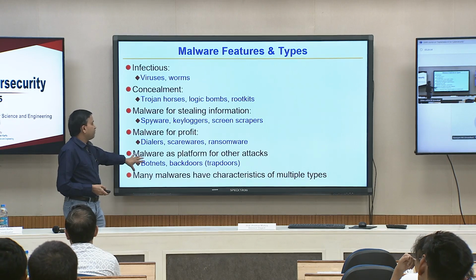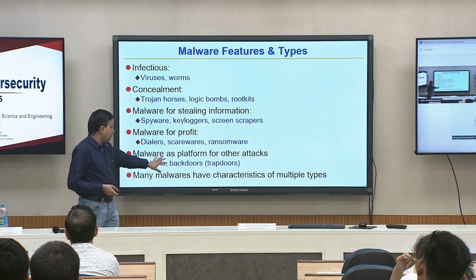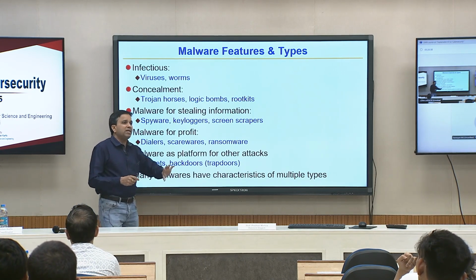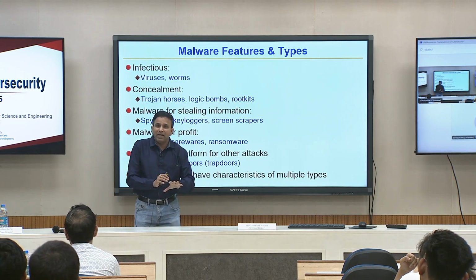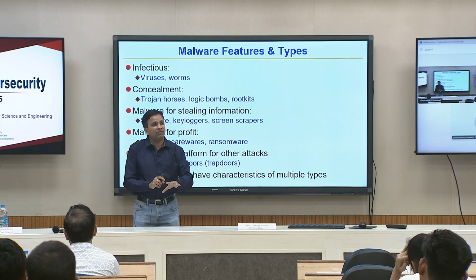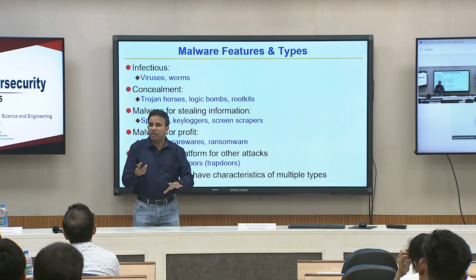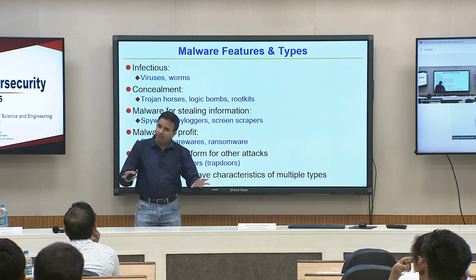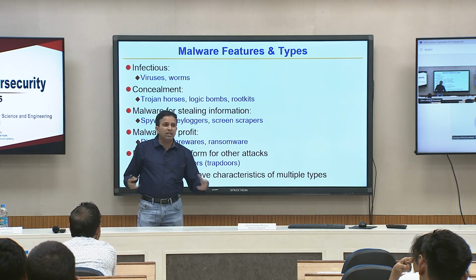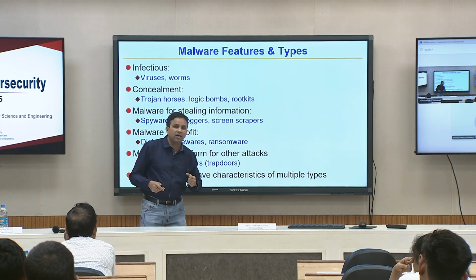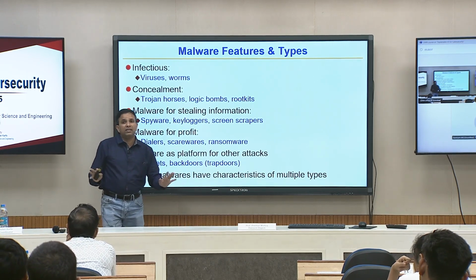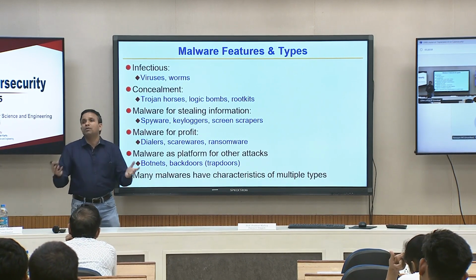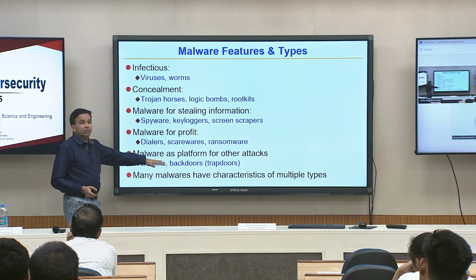Then malware as a platform for other attacks. So botnet, and I will talk about backdoor, trapdoor. Basically some malware is installed there and sitting there. That would be a launching pad for other malware. Let us say I am a fraud and you are a fraud. I basically say I already made the fraud scheme and you can use me, but you have to give this percent commission. I already have a trapdoor there. I will let you use it, but whatever money you make, you have to give this much of a cut. So those are those kinds of malware.